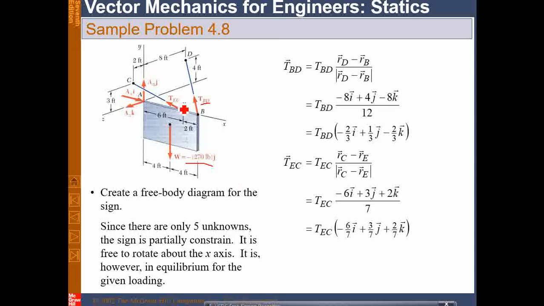Now we have to find these forces, TBD and TEC. Whenever I say we have to find the tensions, remember that we need to find the magnitude of the tension. We do not require a vector. Vector is a mathematical term. We require the magnitude of this tension and the magnitude of this tension. We do not need a direction. It's immaterial at this location because this is lost in space. Okay, so we will talk about vector form.